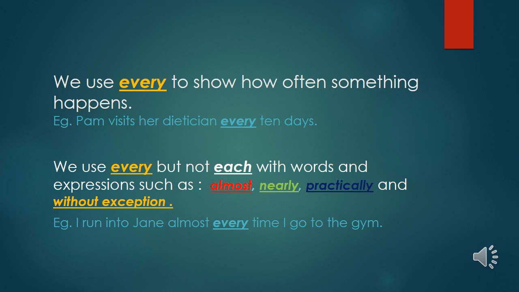We use every to show how often something happens. Example: Pam visits her dietitian every 10 days. And we use every, but not each, with words and expressions such as almost, nearly, practically, and without exception. Example: I run into Jane almost every time I go to the gym.